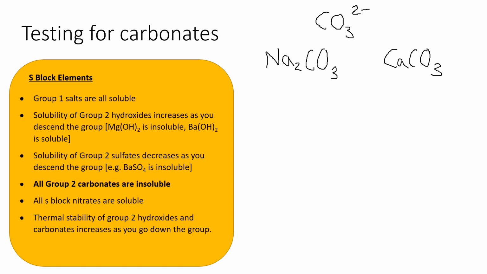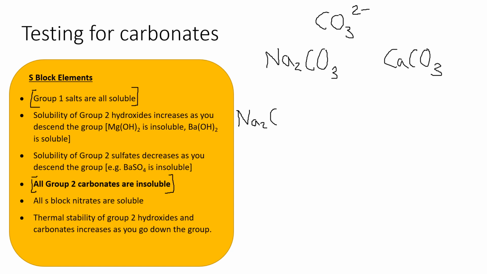And on the left hand side here, I've got some rules that are helpful to learn. The first key one here is that all group 2 carbonates are insoluble. So if you have calcium carbonate and you wanted to prove that you have calcium carbonate, or certainly a little test that will help show, is that it won't dissolve in water. Whereas group 1 salts are all soluble. So key difference here between sodium carbonate and calcium carbonate is that sodium carbonate will dissolve in water, calcium carbonate won't dissolve in water.